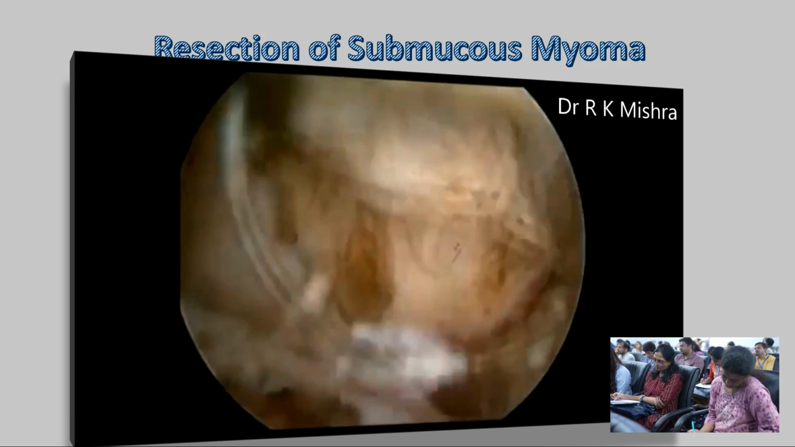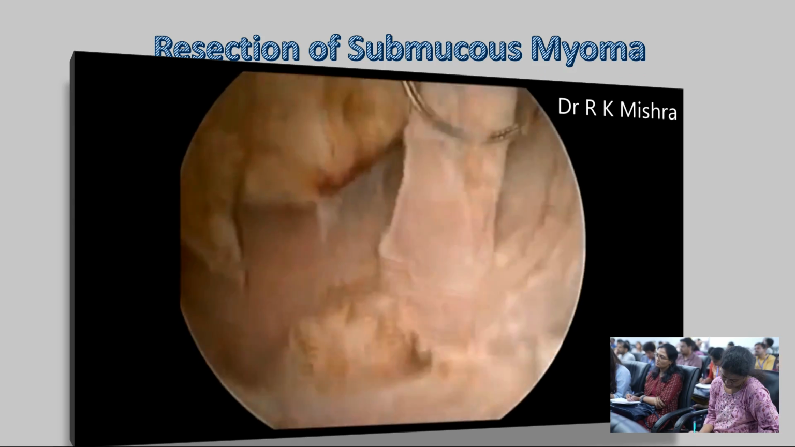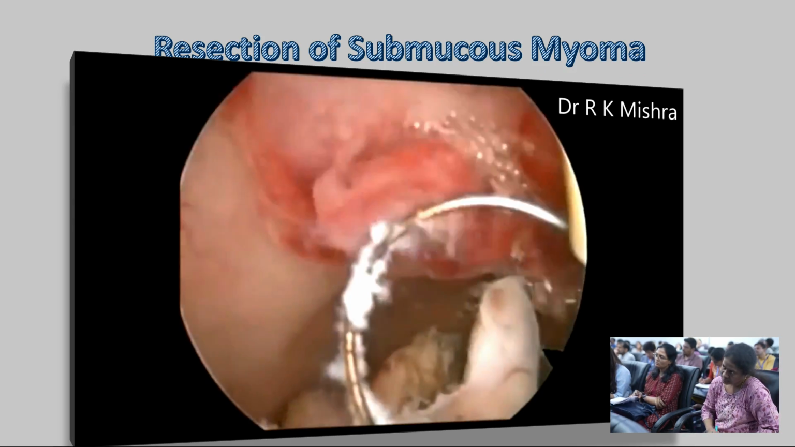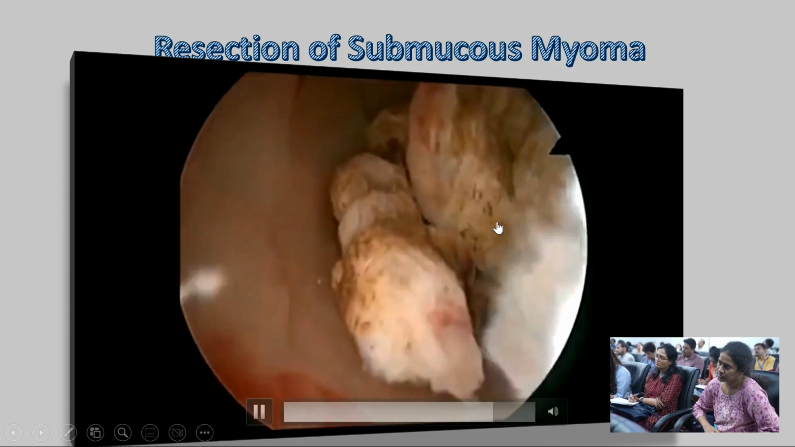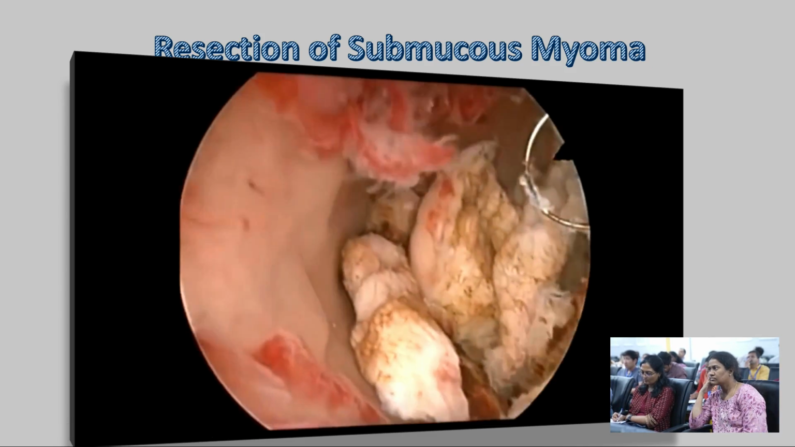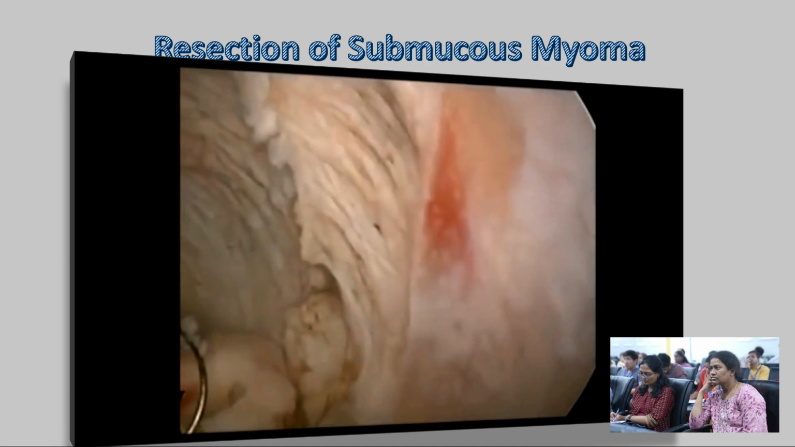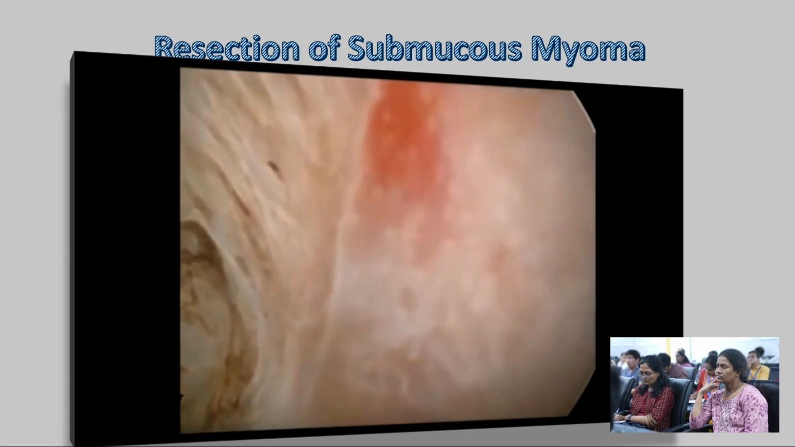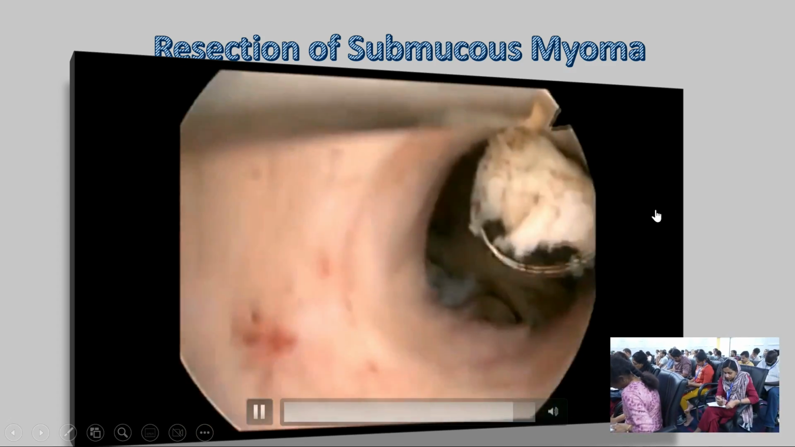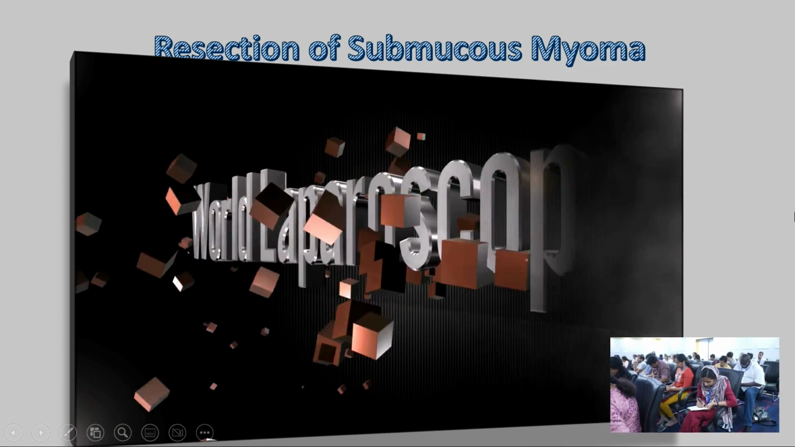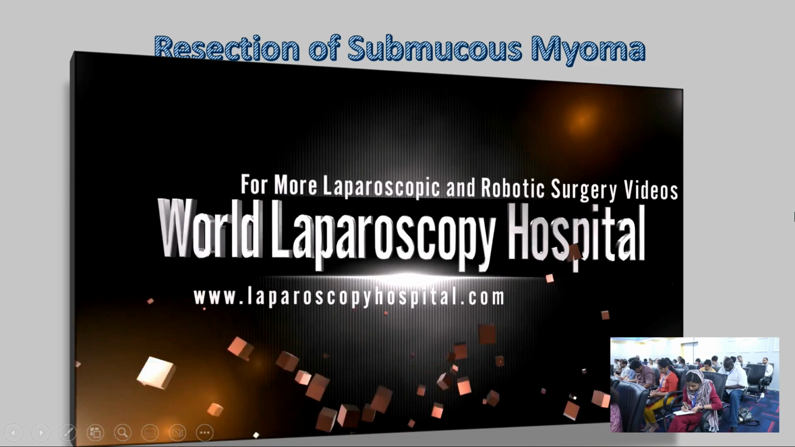So this way resection has to be done. And if suppose 5%, 10% of the myoma is still uncut, it will automatically degenerate and be pushed out by the muscle. You don't have to worry about taking out 100%, and this is done. After that, use the leak evacuator and suck it out.